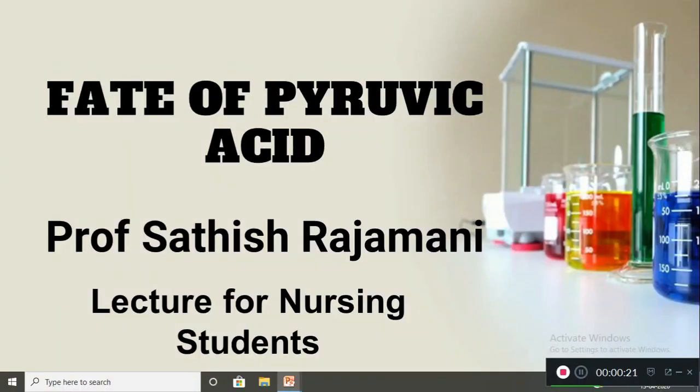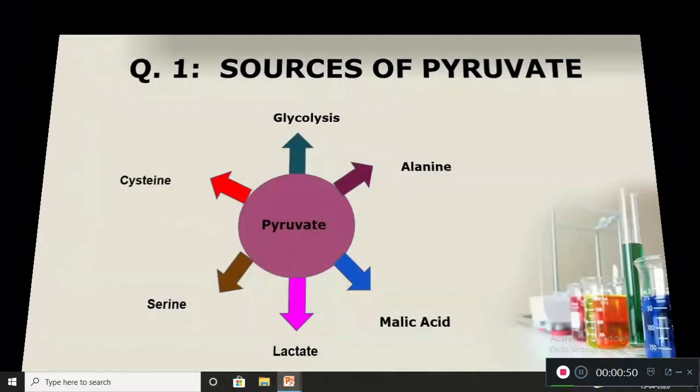Welcome to the biochemistry lecture. Today we are going to see three important questions which have been asked in the previous university exam under the carbohydrate chapter. First question is the fate of pyruvic acid. Second, we will discuss how much ATP is produced during the glycolysis process, and third, we will be seeing gluconeogenesis. The first question is the fate of pyruvic acid.